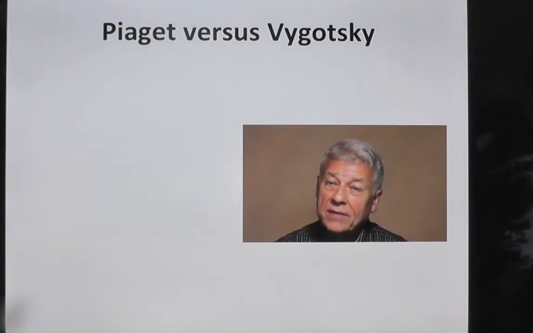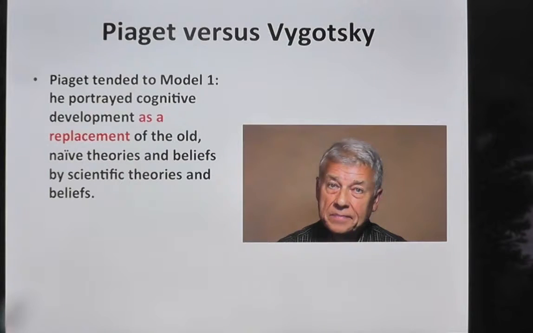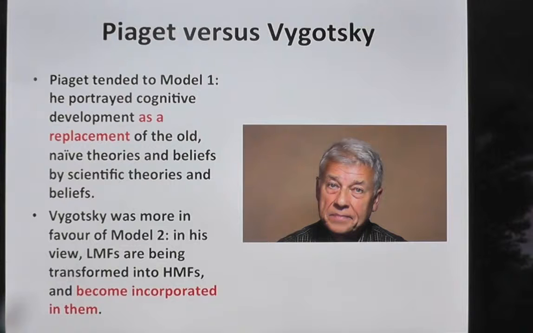The 2 most prominent developmental psychologists of the 20th century, Swiss psychologist Piaget and Russian psychologist Vygotsky, held different views on the relationships between the old and the new knowledge in cognitive development. Piaget tended to Model 1. He portrayed cognitive development as a replacement of the old, naive theories and beliefs by scientific theories and beliefs. In contrast, Vygotsky was more in favor of Model 2. In his view, lower mental functions are being transformed into higher mental functions and become incorporated in them.